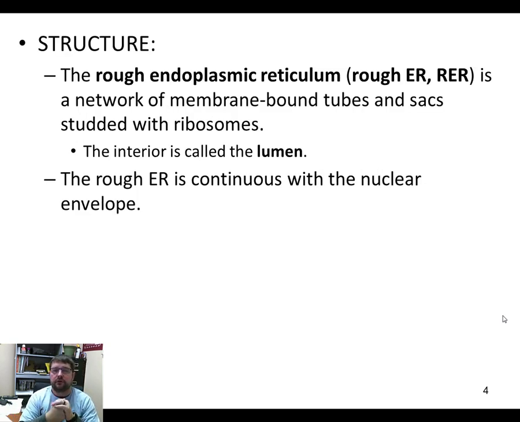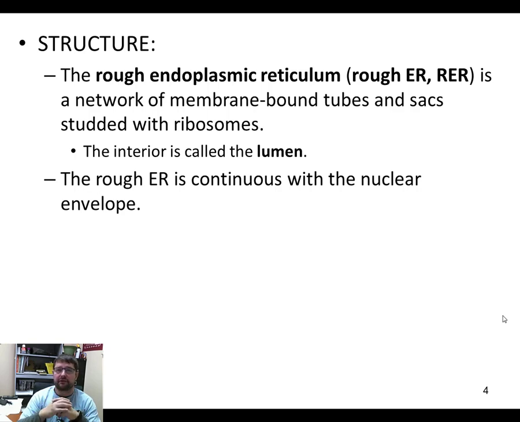So the next structure that we need to talk about is in direct connection with the nuclear envelope. Normally it is wrapping around the nucleus of the cell, and that would be called the endoplasmic reticulum. There are two types of endoplasmic reticulum. We'll go over both. The first one I want to go over is called the rough ER. The next one is what we call the smooth ER.